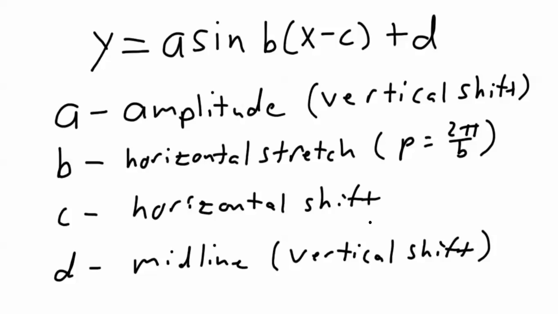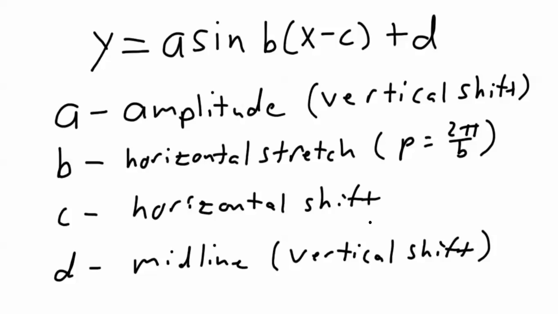So some key things we should have seen already from the graphing: a stands for the amplitude. That again is the distance from the midline to the max, or the midline to the minimum, or it's really half of the total range of values. Okay, b is the horizontal stretch. We can use b to get the period, or the period and b are connected. Period is equal to 2 pi over b.